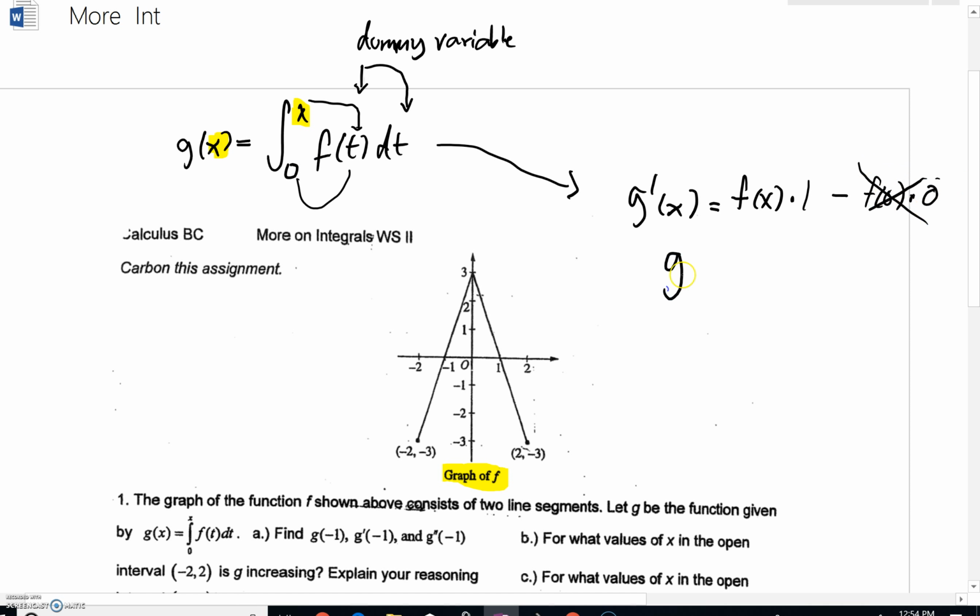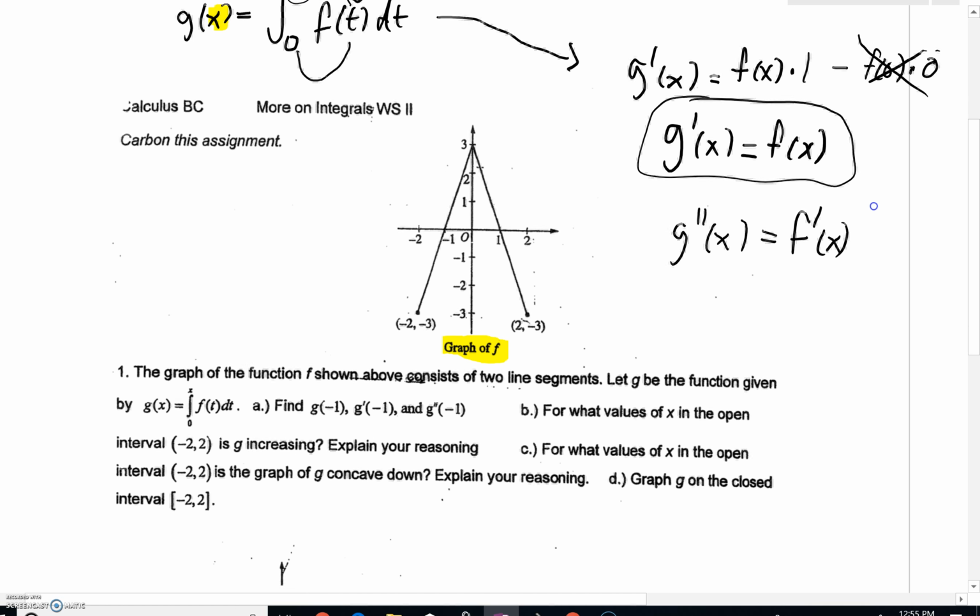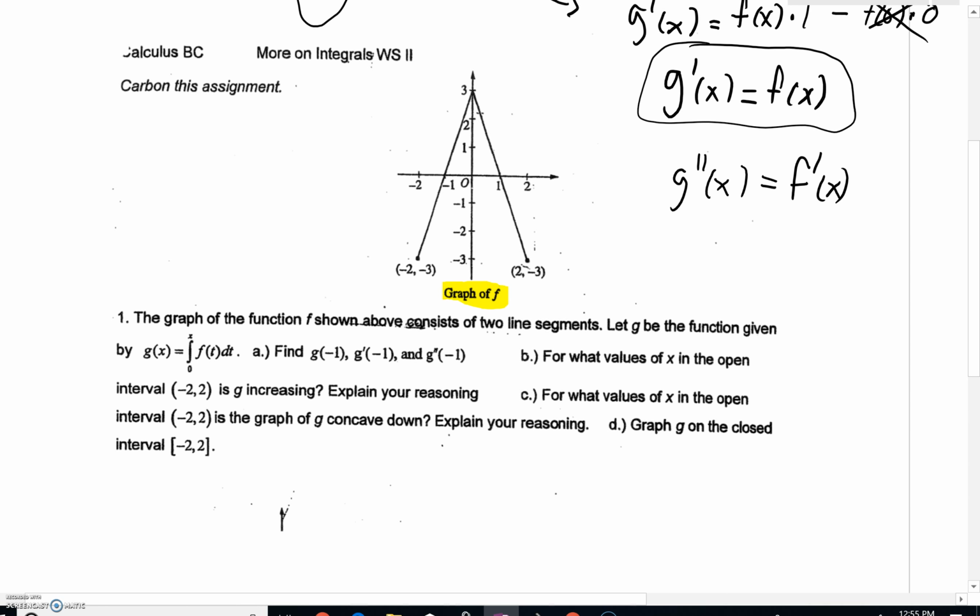That completely wipes out. In other words, this is the wonderful thing, as we even saw on a previous note sheet. If you just have 0 to x, you can just pretty much plug that x directly into the integrand, and you're good to go. So g prime of x is equal to f of x. Wow, that's important. What do you think g double prime of x would be? Well, g double prime of x then would have to be f prime of x.